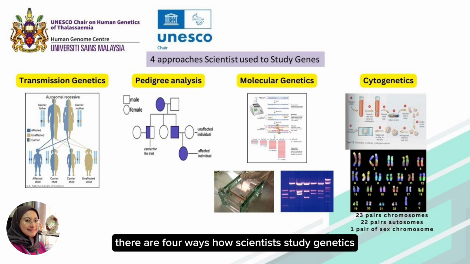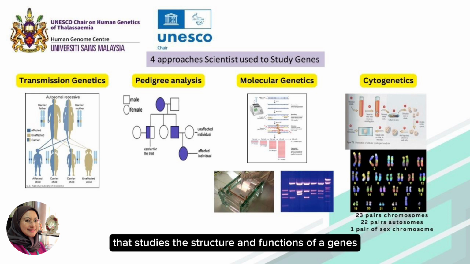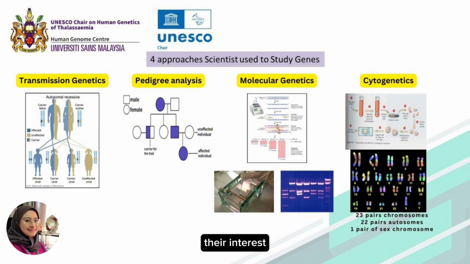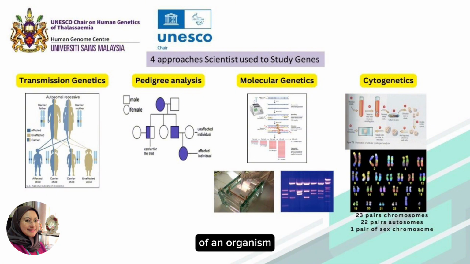There are 4 ways scientists study genetics. One is transmission genetics, or pedigree analysis, or the conventional method that we normally know as cytogenetics, and the latest one is molecular genetics, which is a field of biology that studies the structure and functions of genes at the molecular level. They are influential in determining the overall makeup of an organism.